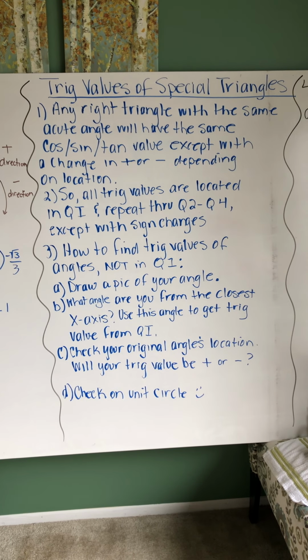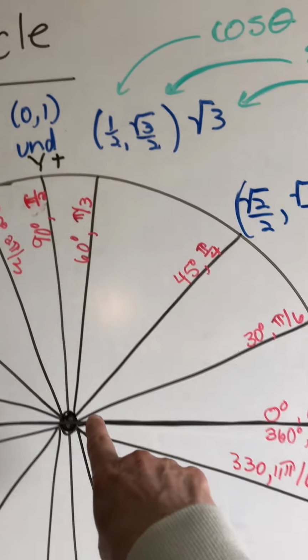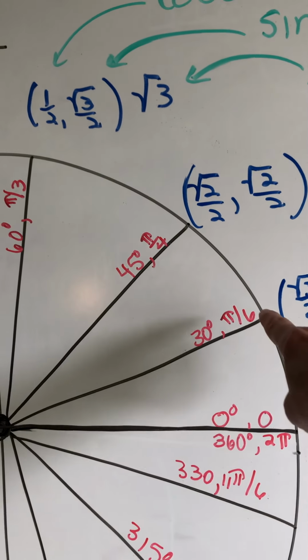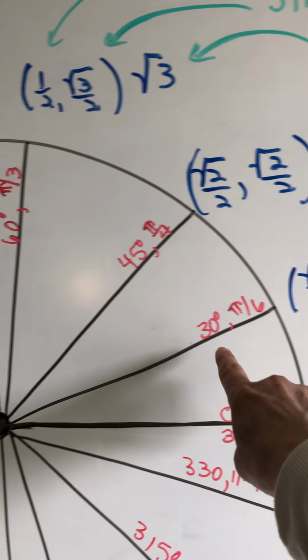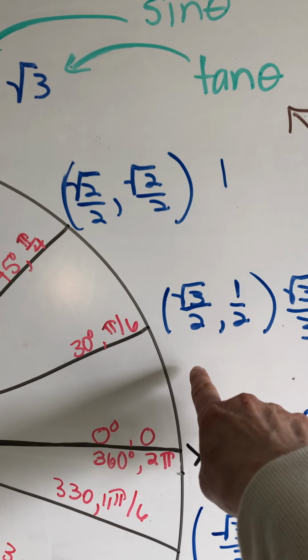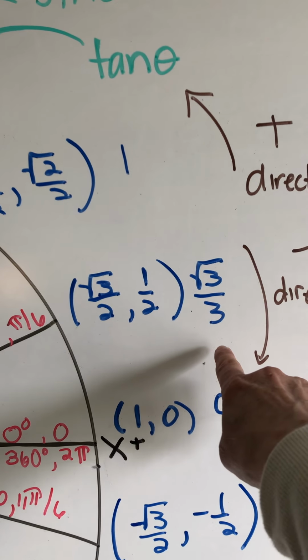Let's say that you have a right triangle with a 30-degree angle in it. That would mean right here, if I dropped a perpendicular line, that would be a right triangle at 30 degrees. This is in the first quadrant. Notice cosine is the square root of 3 over 2. Notice sine is 1/2, and tangent is the square root of 3 over 3.